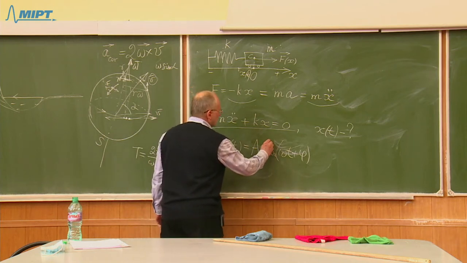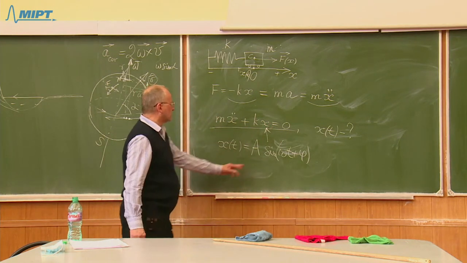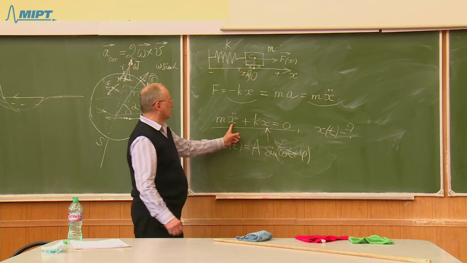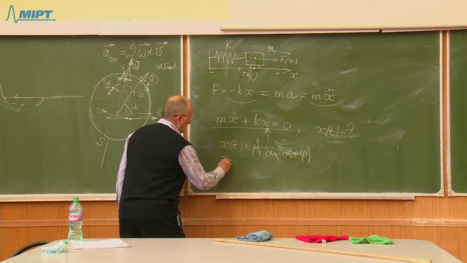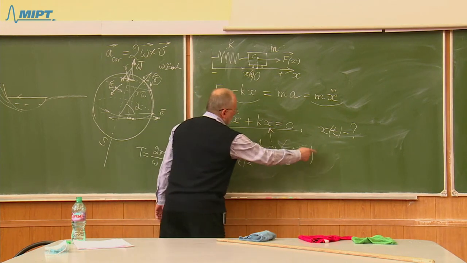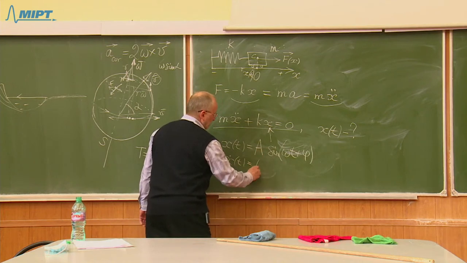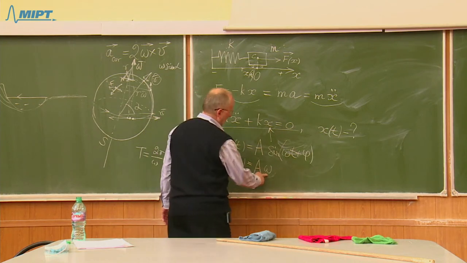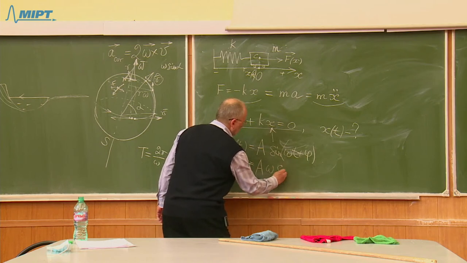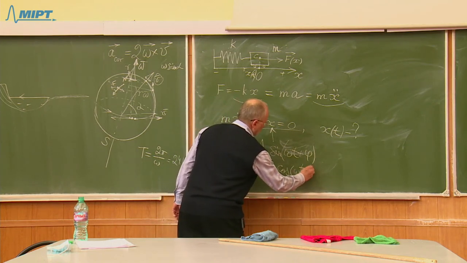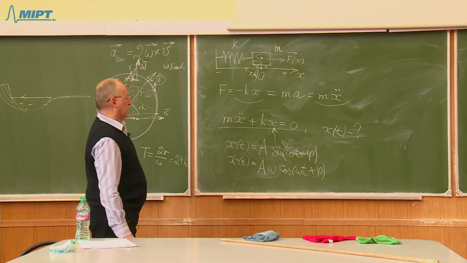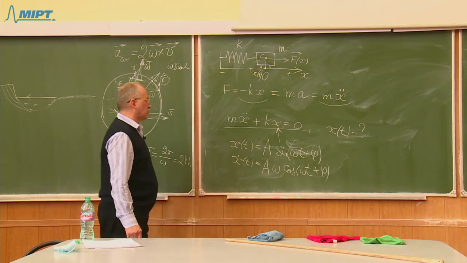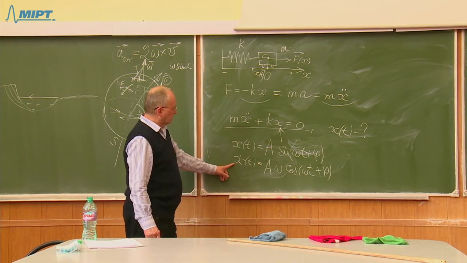We must take this function and substitute it for x, and also we have to find the derivatives of this function and substitute the second derivative for x with two dots. So x with one dot, if we differentiate with respect to time, A as an amplitude will remain unchanged, and omega will be here as a coefficient, and sine will turn into cosine, and the argument of this trigonometric function will remain unchanged after finding the first derivative.